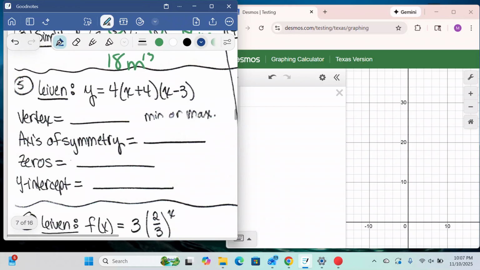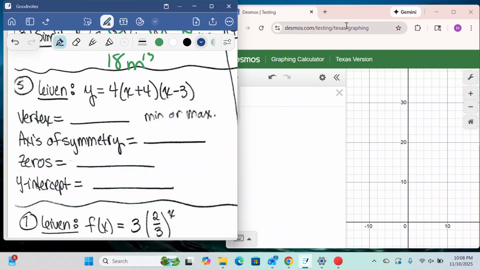Number 5, if you're given the following quadratic, which is 4 times the quantity (x plus 4) times (x minus 3), of course, quantity squared. We're going to find the vertex. We're going to find whether it is a minimum or a maximum. We're going to find the axis of symmetry. We're going to find the zeros, and we're going to find the y-intercept. Another word for zero is x-intercept.